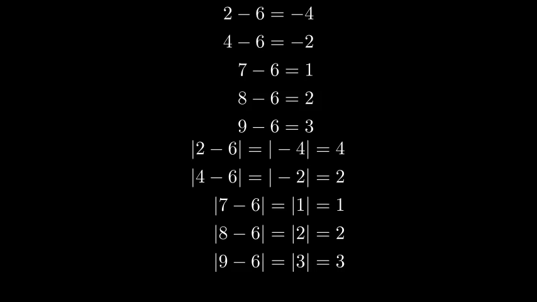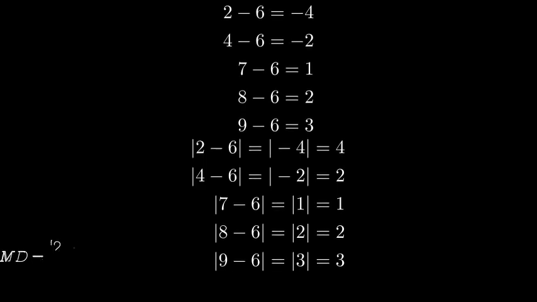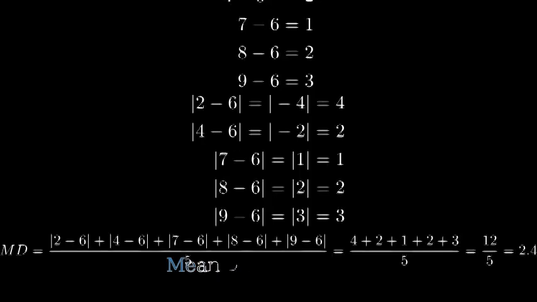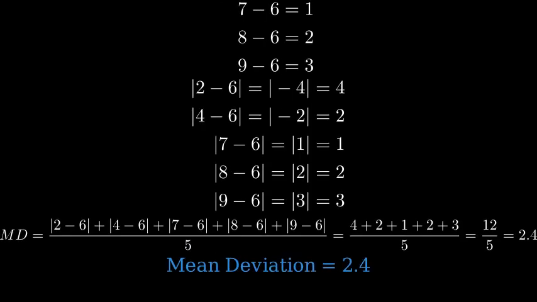Finally, to calculate the mean deviation, we take the average of these absolute deviations. Mean deviation equals 4 plus 2 plus 1 plus 2 plus 3 divided by 5, which equals 12 divided by 5, which equals 2.4. So the mean deviation of our data set is 2.4.